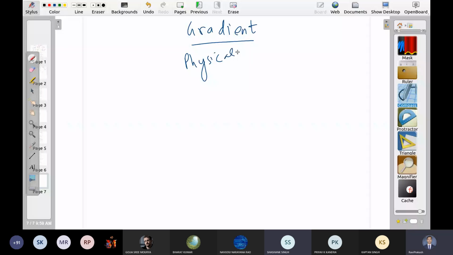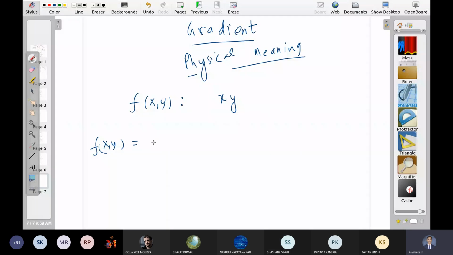Let us say I have some scalar function f, and let me have the function of two variables only, so that we can discuss it quite easily. What is the meaning of this function? So let me first draw this function. I'm going to draw this function f(x,y) is equal to a constant. Let us say the constant is c.